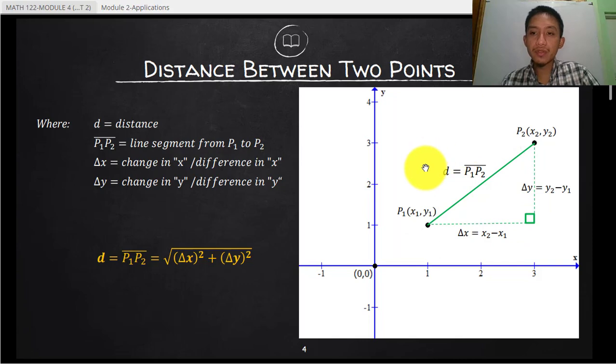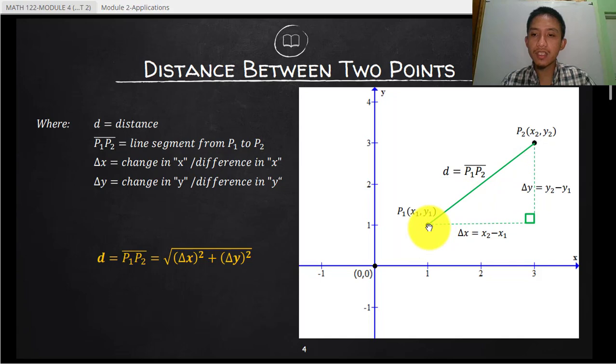So how are we going to solve that distance? That distance, again, as I'm saying, is just the length of your line segment. So how are we going to solve that, given only your coordinates? Of course, that is all you will have, since that is what you will use to plot the points. So how are we now going to solve that distance?